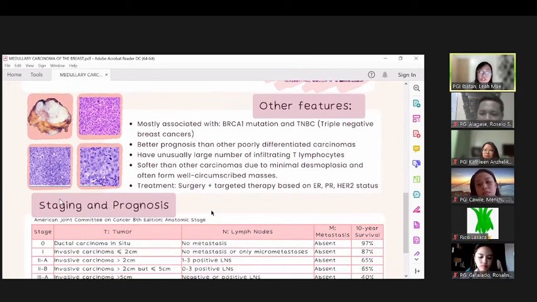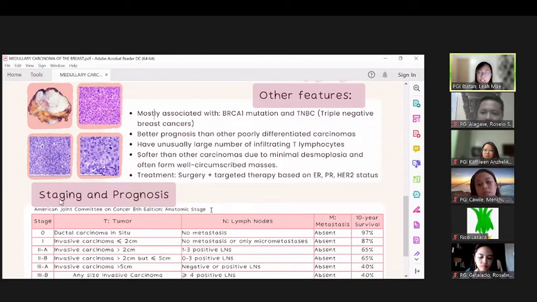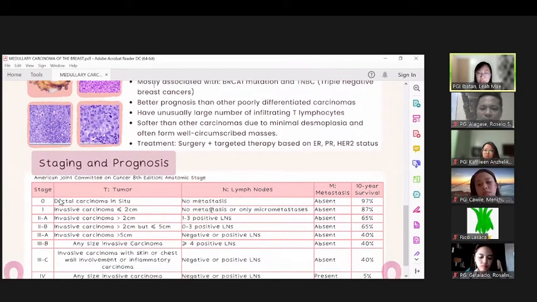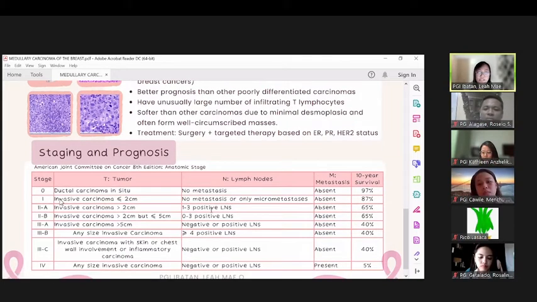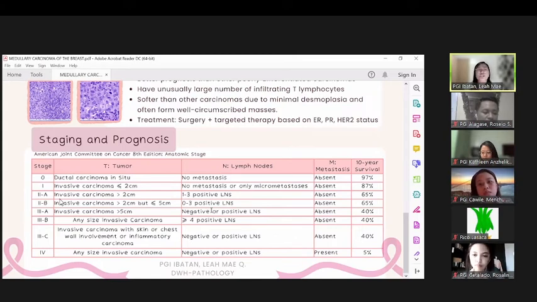This is the American Joint Committee on Cancer 8th edition anatomic stage. Actually, this is only used when there is no information about the grading, or the HER2 and PR status is not available. You can utilize this staging. So stage 0, ductal carcinoma in situ, there's no invasion yet, no metastasis. Stage 1, there is an invasive carcinoma of less than or equal to 2 centimeters. There is no metastasis or only micrometastasis, greater than 0.2 millimeters, as I've read further. So the survival rate is 87%.